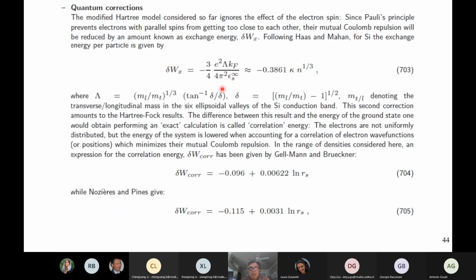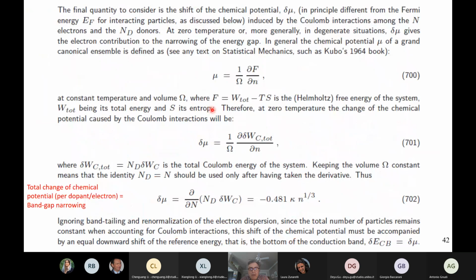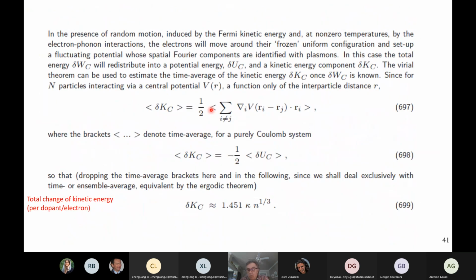Exchange and correlation are a tricky business. Essentially what Mahan does is go back to the extremely complicated results by Gell-Mann and Brueckner on the exchange and correlation energy of a quantum electron gas. By the way, notice that this is exactly the same type of expression that one uses in local density approximations for the Kohn-Sham density functional that you use for the calculation of the band structure in the LDA approximation. Details, I will not deal with it anymore. Any questions about this? So I think this is the major effect of the long-range Coulomb interactions.